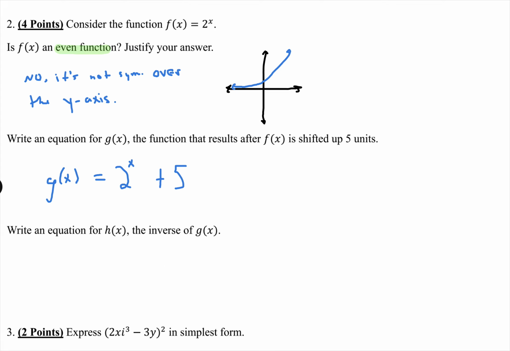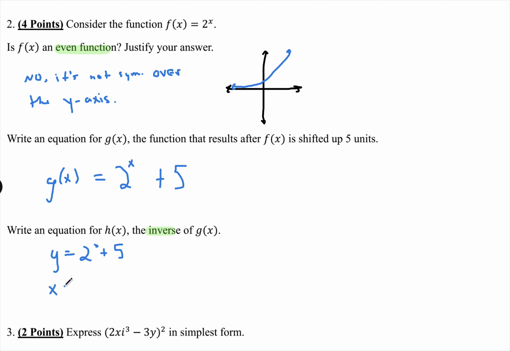Last part is tricky, right? You want to write an equation for h of x, which is the inverse of g of x. Well, inverse, right? What do you do for inverse? You have to swap the x and y values, and that's where it gets a little tricky. So first step would be to turn this into a y. So I'm going to say y equals 2 to the x plus 5. Second step, swap the x and y.